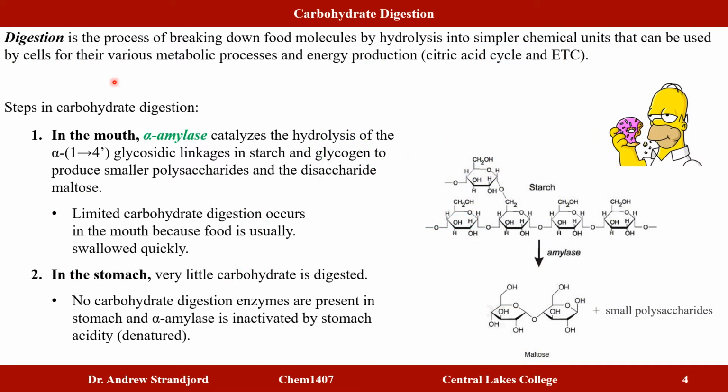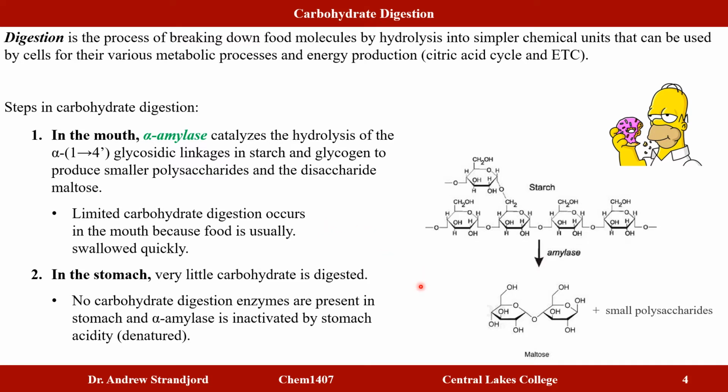Digestion is the process of breaking down food molecules, cleaving bonds, by hydrolysis reactions into simpler chemical units. For example, if I take starch, which is a polysaccharide, and I do hydrolysis reactions at each of these glycosidic linkages, I can make molecules like the disaccharide maltose and some other small polysaccharides. This occurs in the mouth using the enzyme alpha amylase. It catalyzes the hydrolysis of alpha-1,4 glycosidic linkages in starch and in glycogen to produce smaller polysaccharides and disaccharides like maltose. However, limited carbohydrate digestion occurs in the mouth because food is usually swallowed quickly.